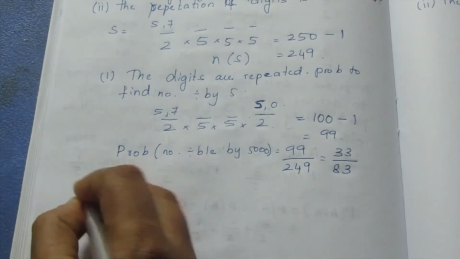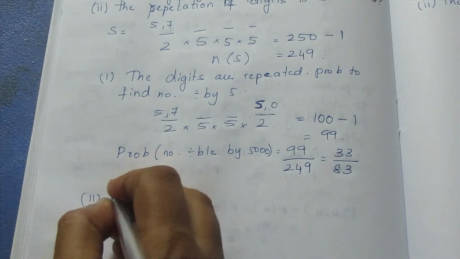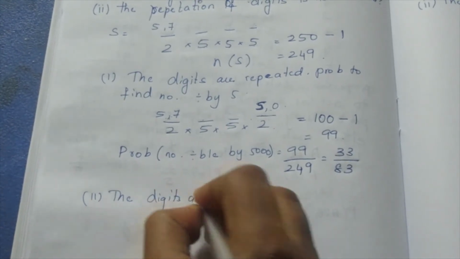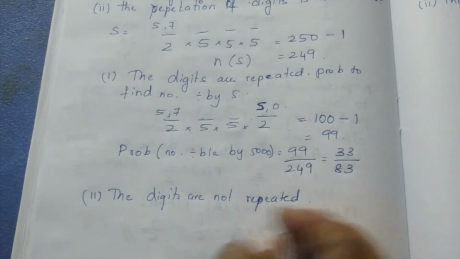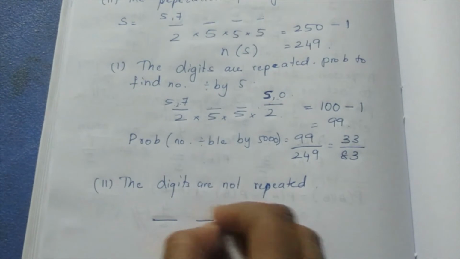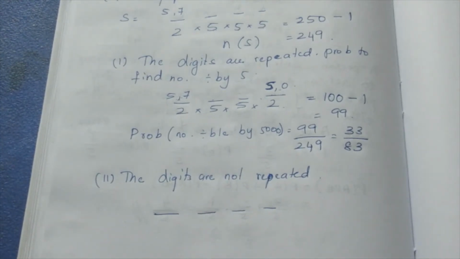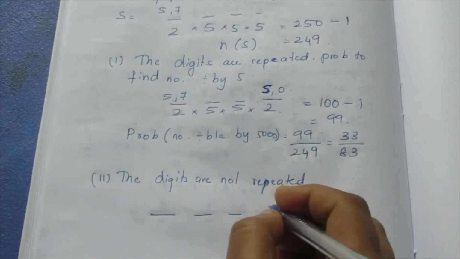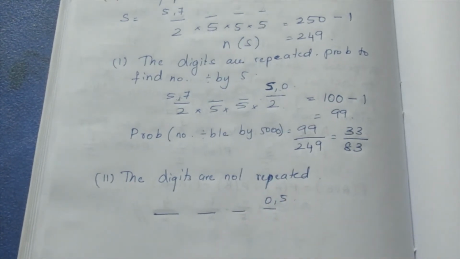We'll move on to the second subdivision. In the second subdivision, repetition of the digits is not allowed, so digits are not repeated. Now let me draw 4 lines and fill it. Here, as I told before, it is divisible by 5, so here 0 and 5 are possible.